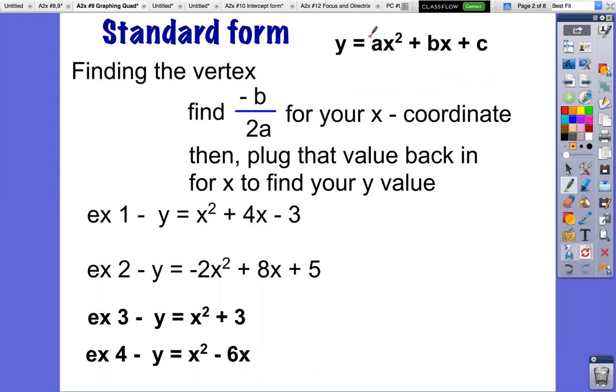Your a is always your coefficient for your quadratic term, always. Your b value is your coefficient for your linear term. And your c value is your constant every single time. Now, how you find the x coordinate for your vertex or your h value is the opposite of b over 2a. Remember, your vertex is at the point h, k.